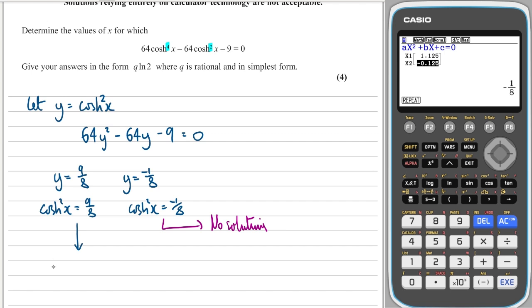Whereas this one gives me that cosh x is equal to plus or minus the square root of that. Let's just use our calculator for this. The square root of 9 over 8, which will give us 3 root 2 over 4. Perfect.